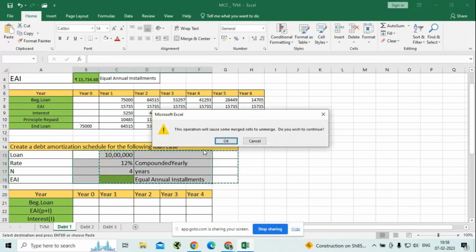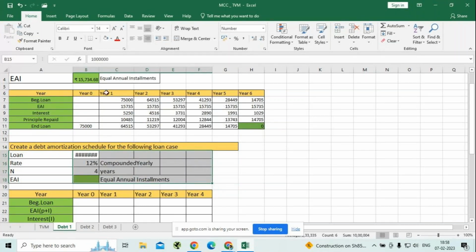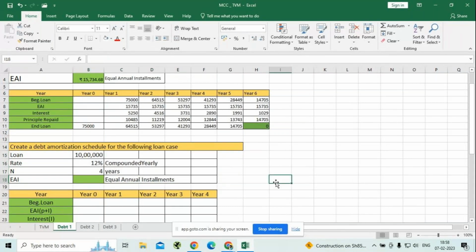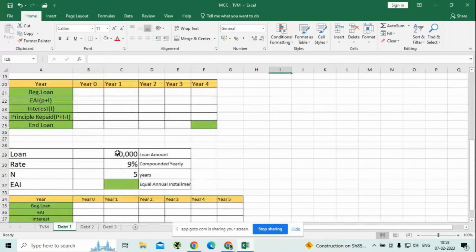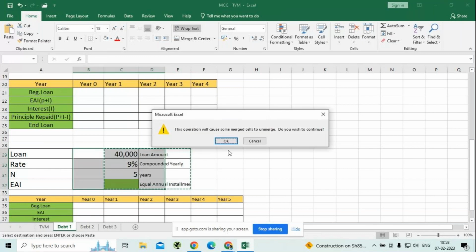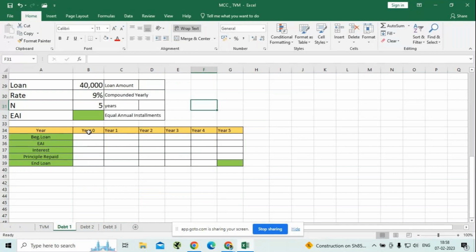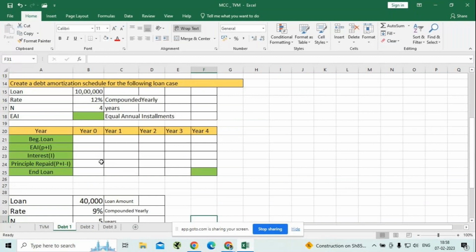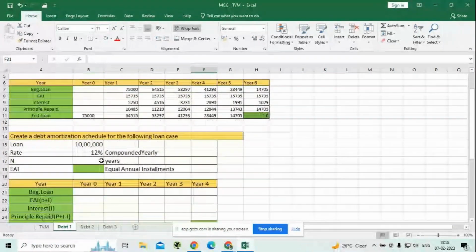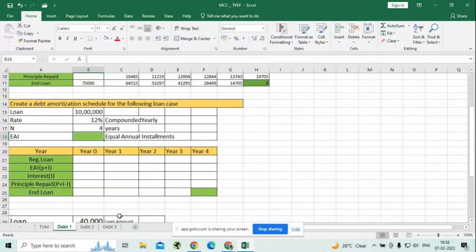So what is the formula you have applied for calculating EMI? It's a PMT only. PMT formula only I used. Everything is the same, sir. What you learnt, it was the same thing only. The only thing I added is year zero. Why do I want it as year zero? I'll show it once again.